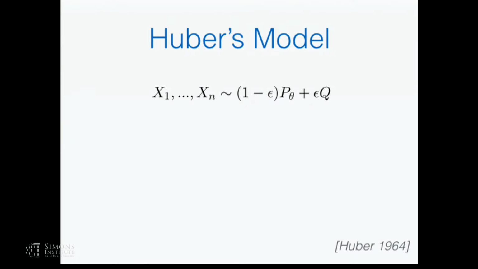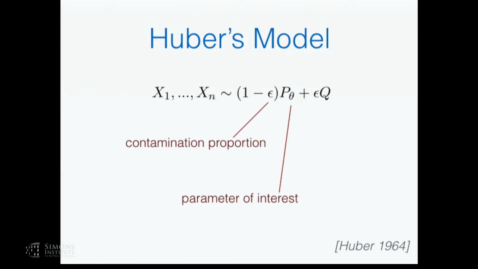The talk will be focused on Huber's model, where the data are generated from a mixture distribution. For each observation, with probability 1 minus epsilon it is drawn from the true model that you assume for the data, and with probability epsilon it is drawn from an arbitrary distribution, but you do not know what it is. Theta is the parameter that we are interested in estimating. You can think of it as a low-dimensional parameter, or it can be as general as a non-parametric function, or even the density function itself, depending on the setting. I will call epsilon the contamination proportion and Q the contamination distribution.